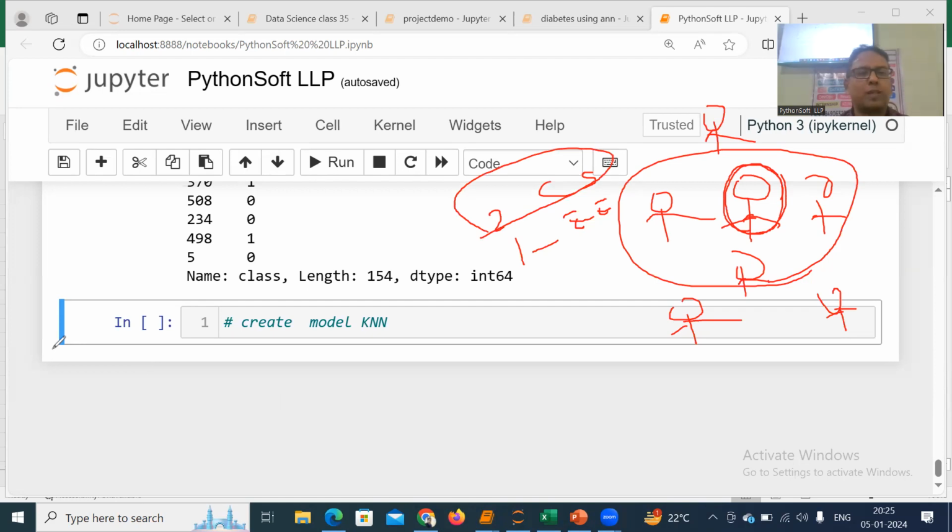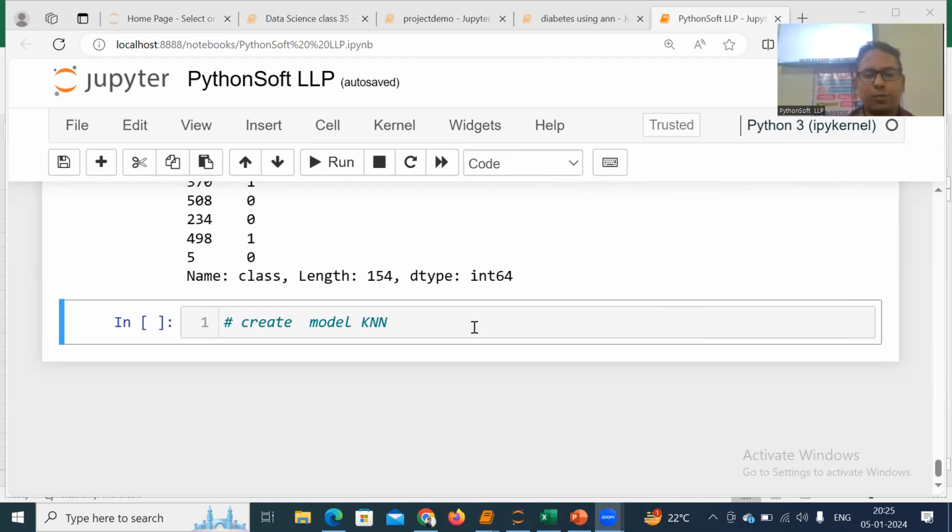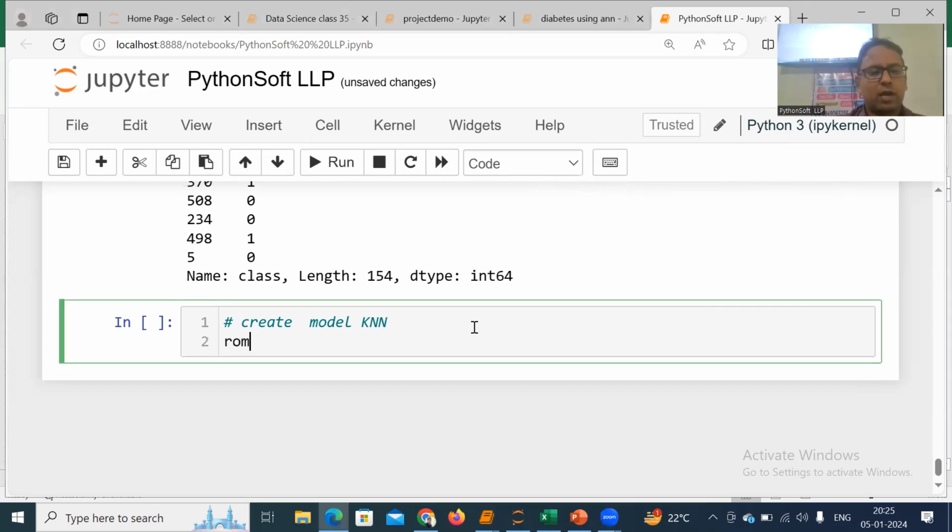So we will not go into the mathematical part here. I'm creating the KNN model here. How? All these things are there, we only have to use it. From sklearn, which is a machine learning package, dot neighbors, import KNeighborsClassifier. It's a classification problem because the answer is 0 or 1.